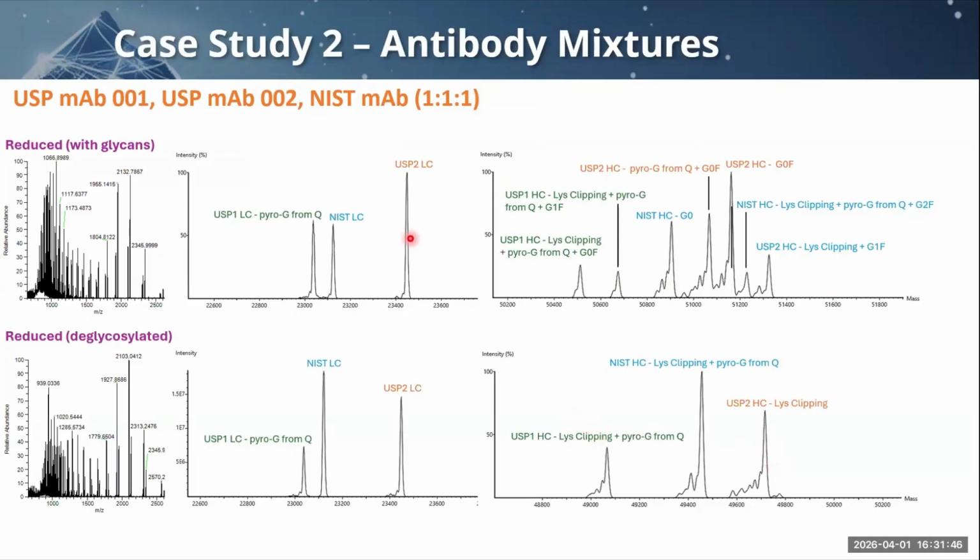For the reduced sample, once again, at the top here, we've got the glycosylated versus sample. At the bottom, we've got the deglycosylated sample. We're able to see all 3 light chains, and we're also able to detect the other 2, the heavy chain. The heavy chains for all 3 species with lysine clipping, localized pyroglutamate formation from Q, as well as glycoform. So at this step, once again, we're able to localize that glycan on the heavy chains of these 3 antibodies.